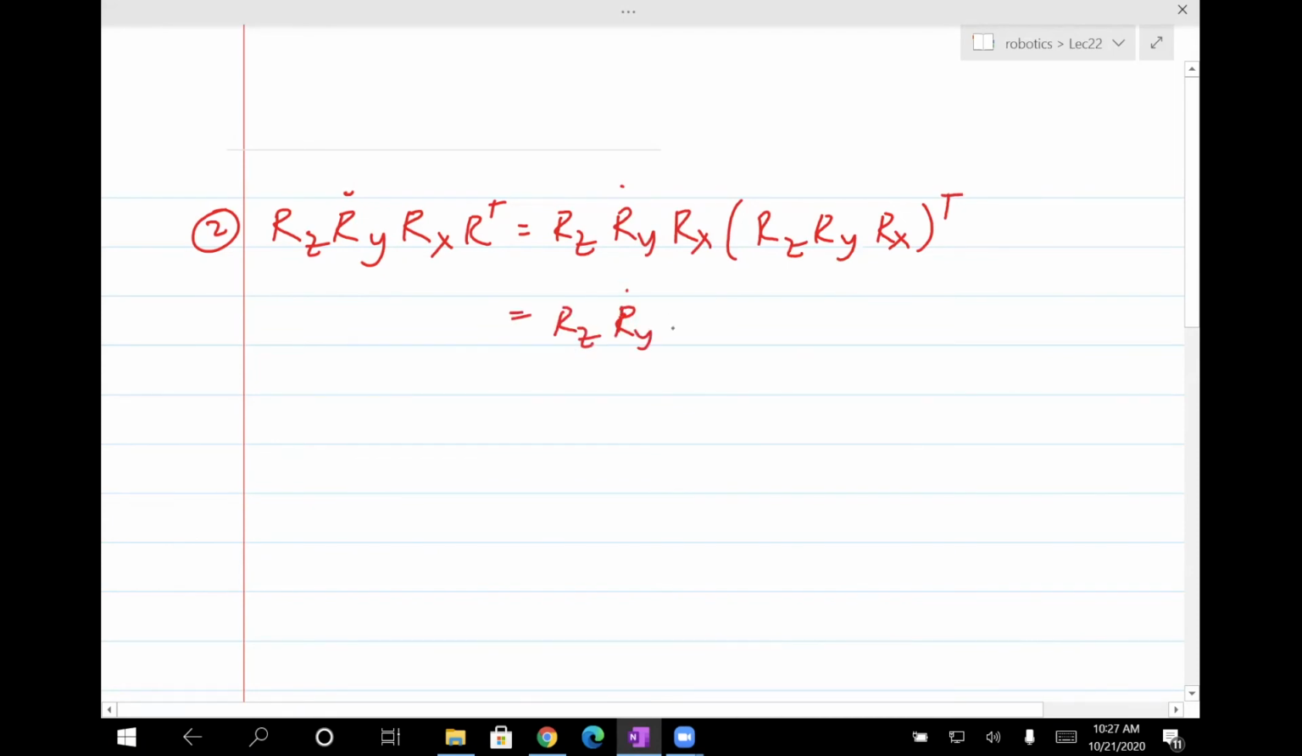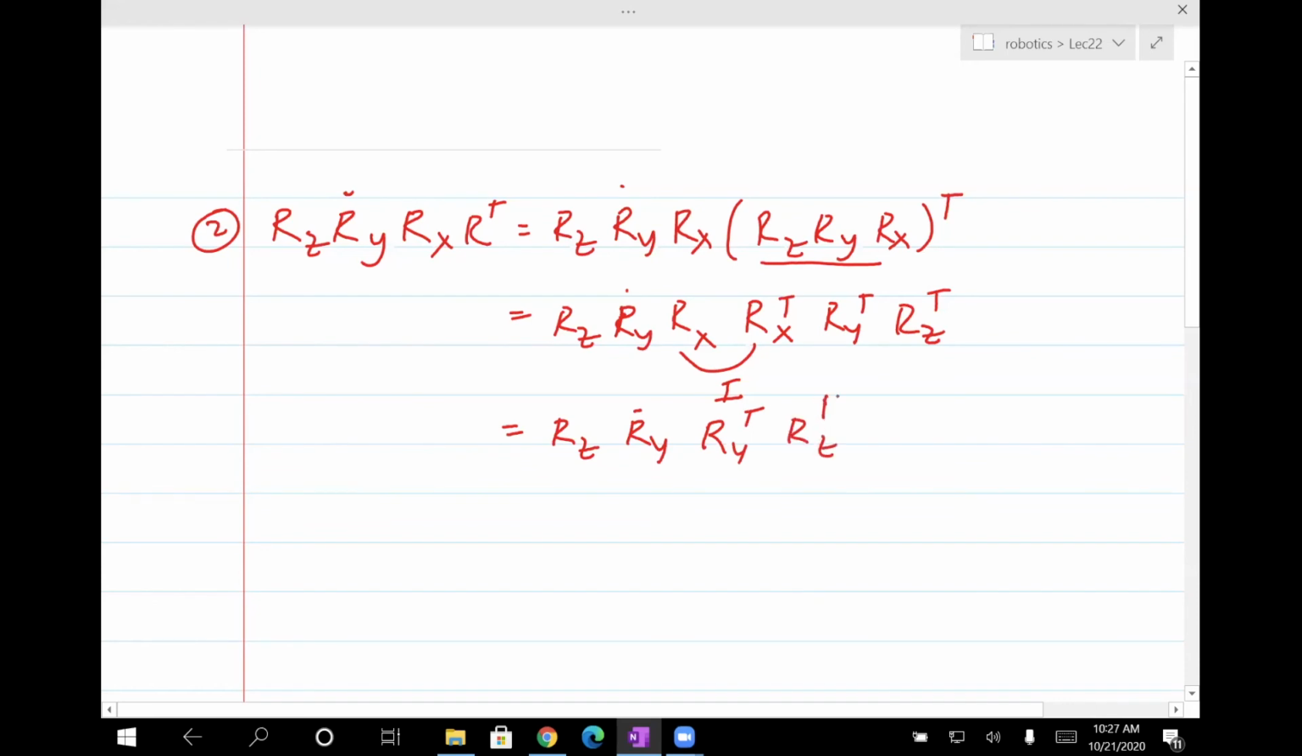Write down the first term as it is. Now switch the order of this and give each of them the transpose. So Rx transpose, Ry transpose, Rz transpose. Next we notice that these two terms give me identity. So I'm left with Rz, Ry dot, Ry transpose, Rz transpose.